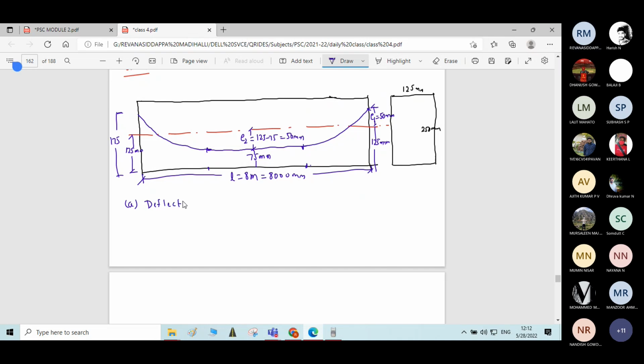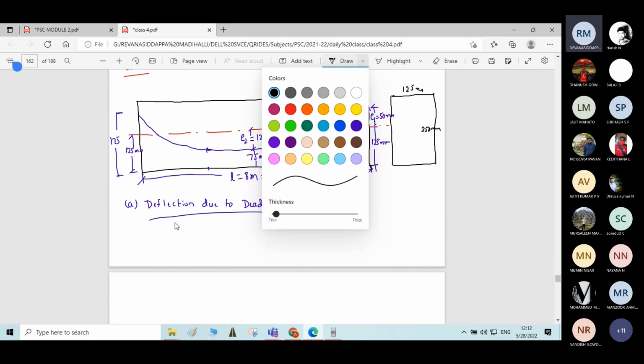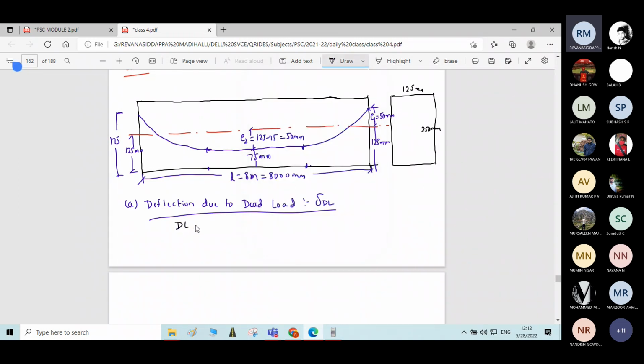Deflection due to dead load, delta DL. Same procedure. First, you calculate the self weight at dead load. Dead load of the beam is equal to cross sectional area multiplied by density. Okay, the cross section area is 0.125 into 0.25 into 24, the density given.